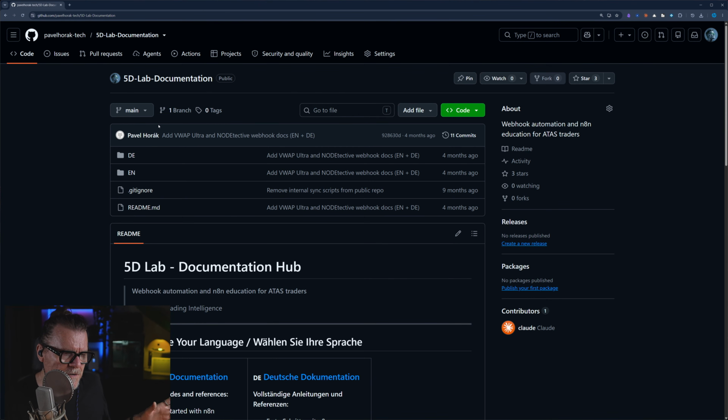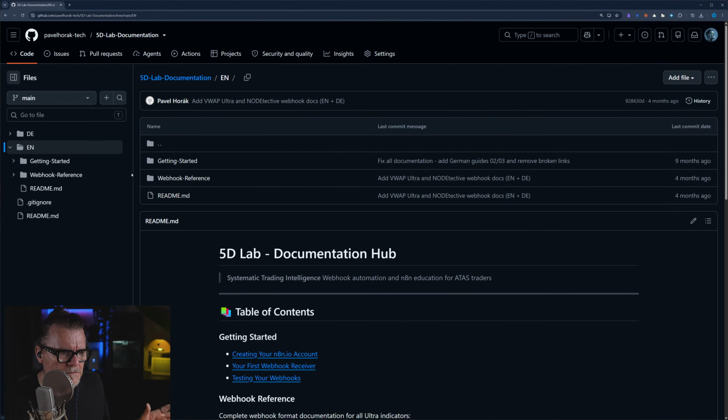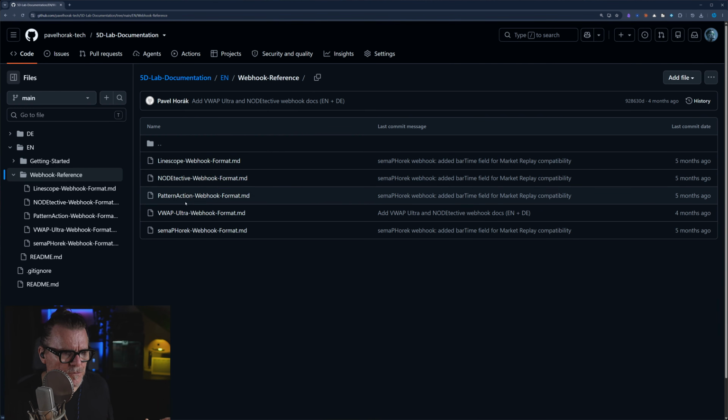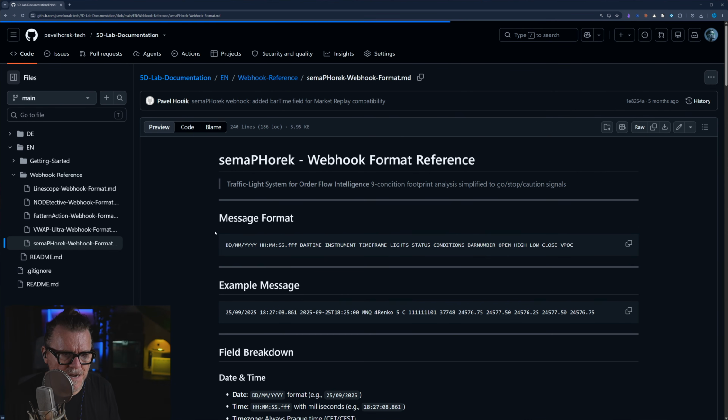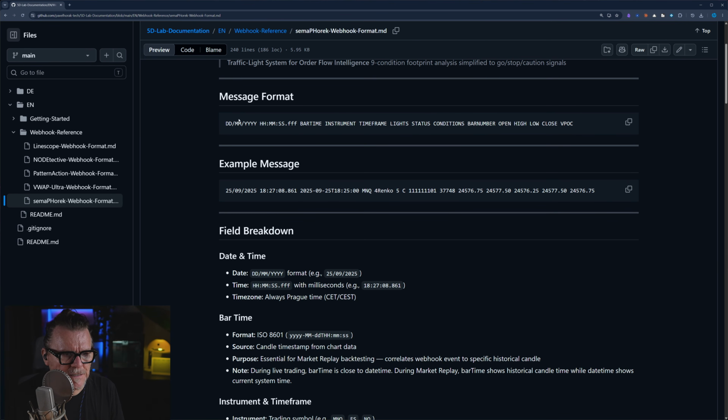So this webinar is in English, so I click on EN. I go to the webhook reference. I go to the semaPHorek webhook format, and this shows me the format of the webhook which is being sent at the closing of each candle. This is how it looks.